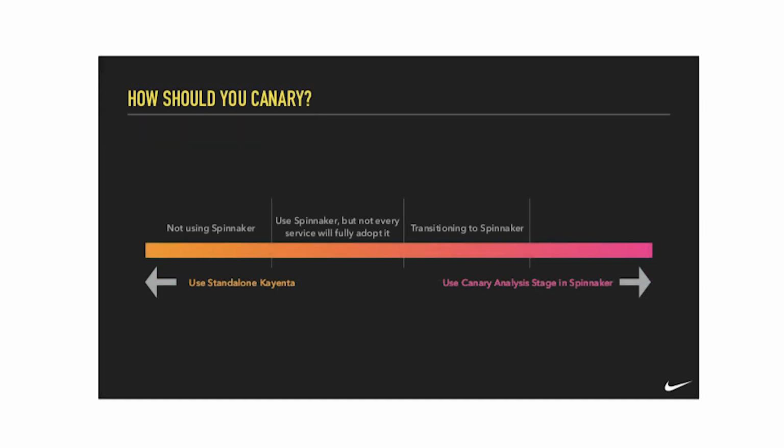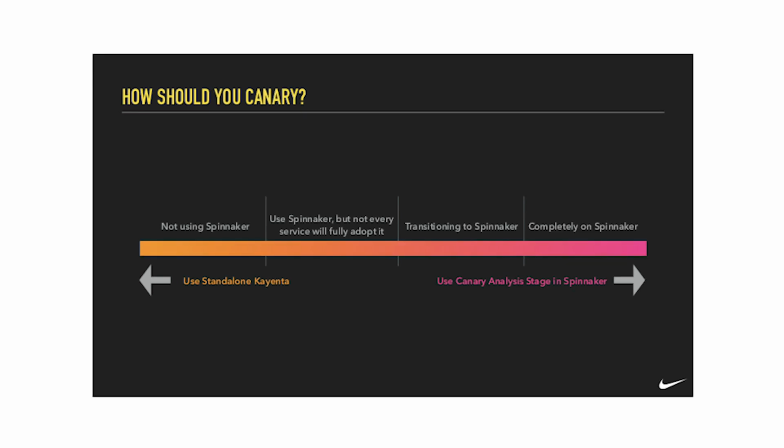The third scenario is when you're transitioning to Spinnaker and you still have a bunch of legacy deployment processes lying around. So depending on your transition timelines, it could make sense to use standalone Kayenta, but you're probably going to be better off using the Canary features in Spinnaker. The final scenario is where you've gone all in on Spinnaker. In this situation, it's not going to make sense to use standalone Kayenta at all. You're going to be much better off just using the Canary features in Spinnaker pipelines.